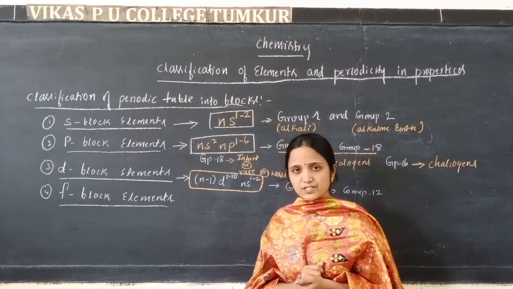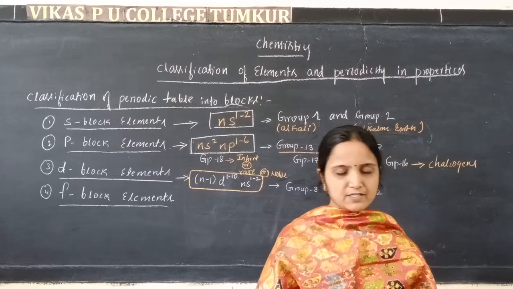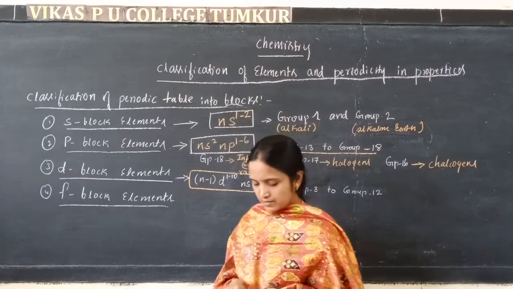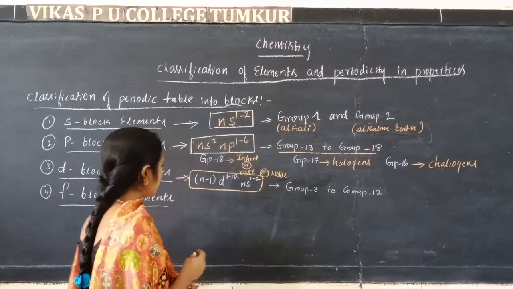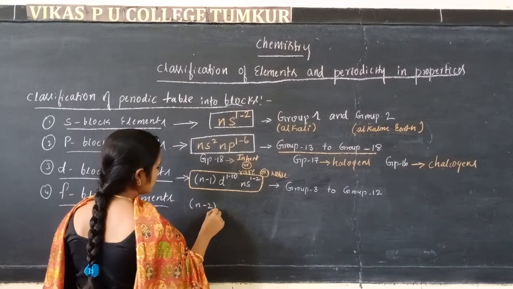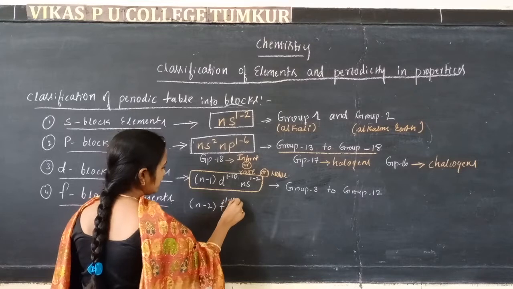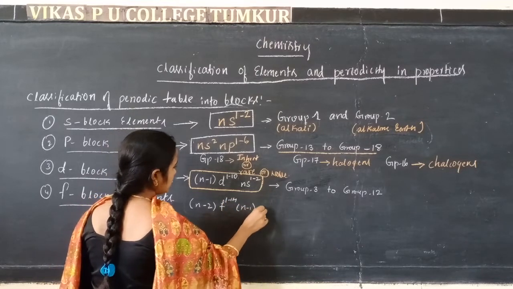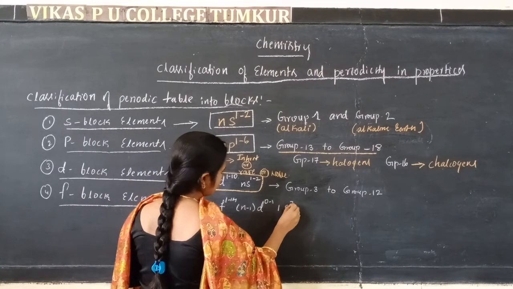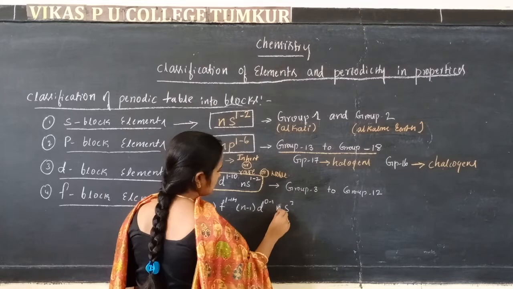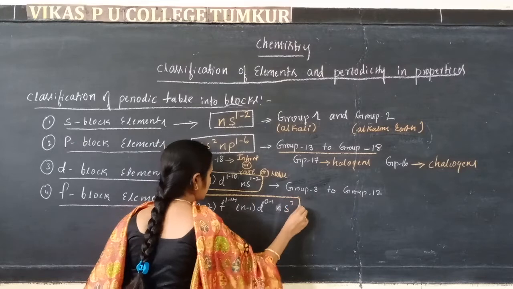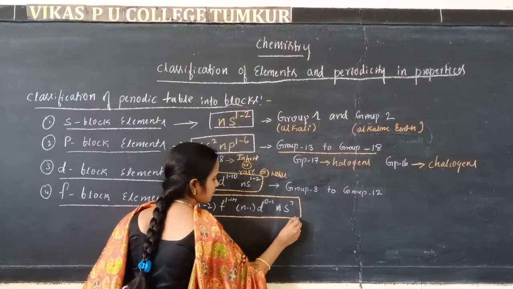The next we are going to be discussing the f block elements. In the f block elements, the general electronic configuration is written as (n minus 2) f 1 to 14, then (n minus 1) d 0 to 1, then n s 2. This is the outer electronic configuration for the f block elements.